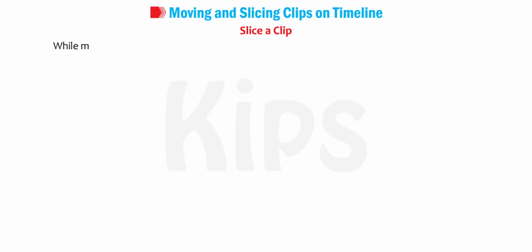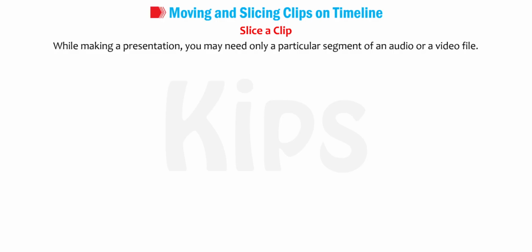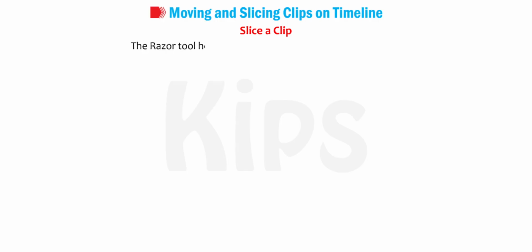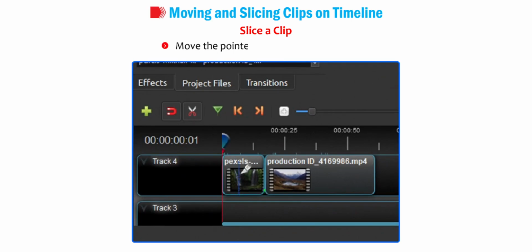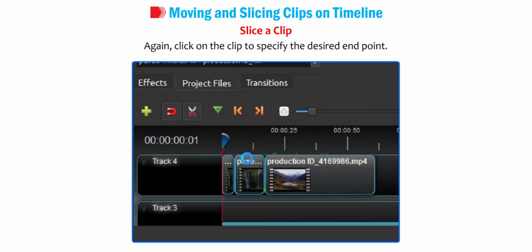Slice a clip. While making a presentation, you may need only a particular segment of an audio or a video file. The razor tool helps you to slice a clip into 2 pieces. Follow the steps to slice the clip. Select the razor tool from the Edit toolbar. Move the pointer on the clip in the timeline. The mouse pointer changes to a razor icon with a dotted line. Click on a clip at the point you want to cut it. Again, click on the clip to specify the desired end point.